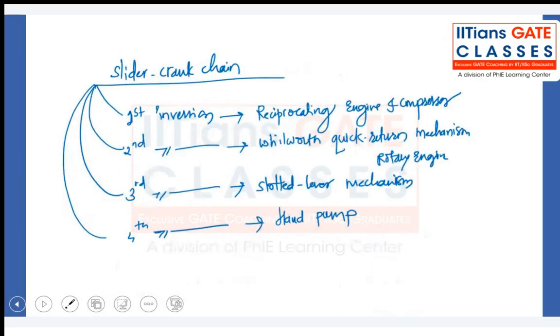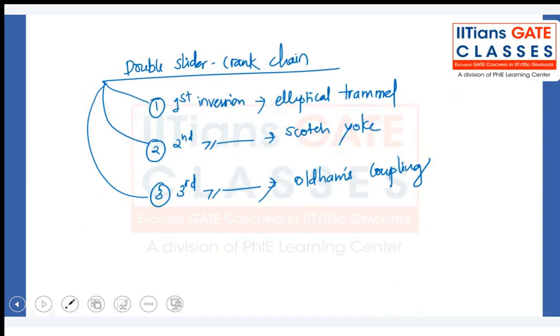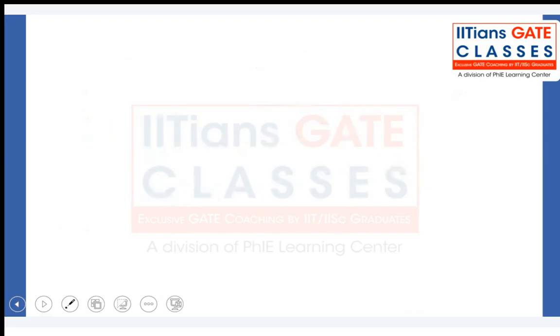Then we understood the slider crank chain, the single slider crank chain, the different inversions and their applications, and then the double slider crank chain, its inversions and applications. So this is what we have studied in the first chapter. And in the second chapter, velocity and acceleration, what did we study?